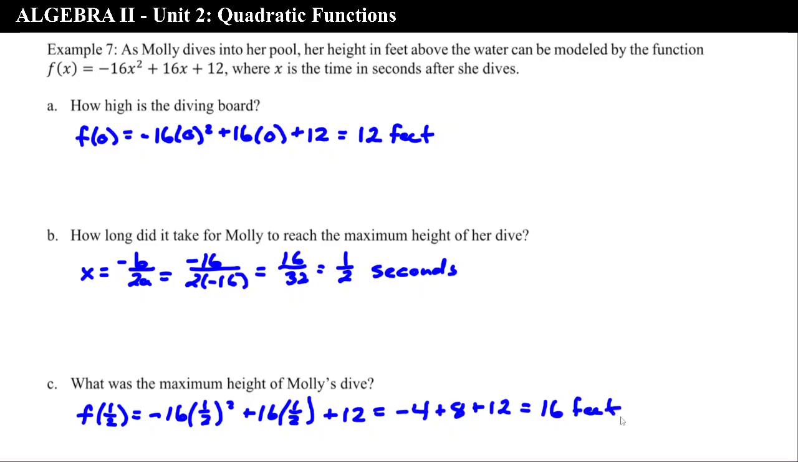Again, does this make sense? Well, yes, because she started at 12 feet. She goes to 16 feet, so she only goes up 4 feet before she comes back down. It does sound like that's a lot for a jump, but remember, diving boards are springy, so that gives her a little bit of a push up into the air. So it does make sense that she would go up about 4 feet before coming back down.